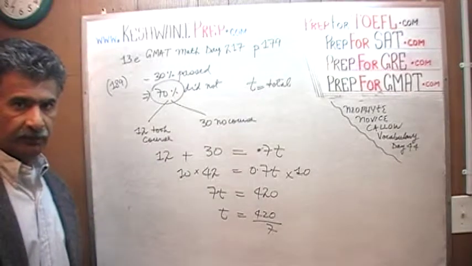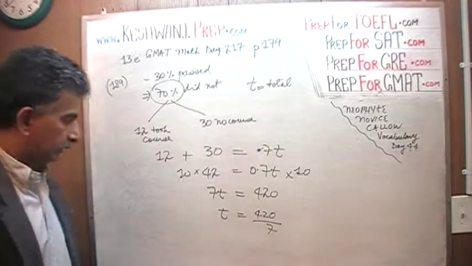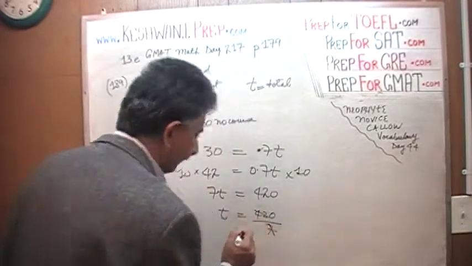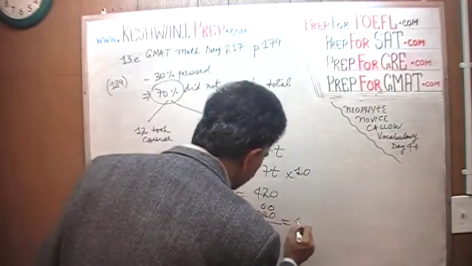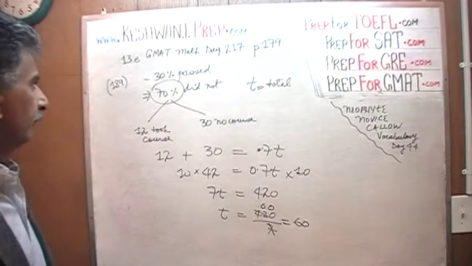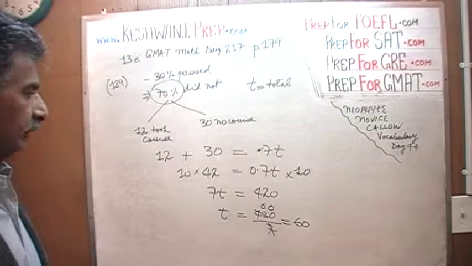7 times 5 is 35, and one more 7 will make it 42. That means there are 6 sevens in 42. So that's 6, and then this 0 right here. So there are 60 people altogether.